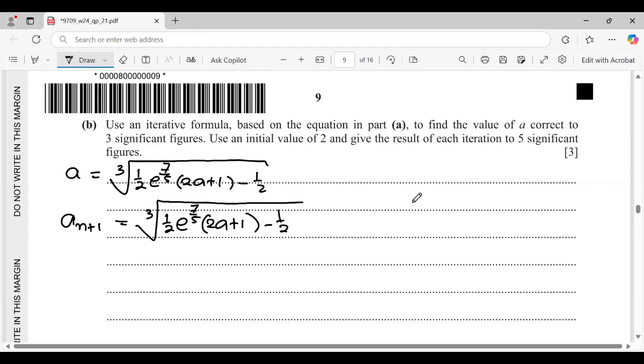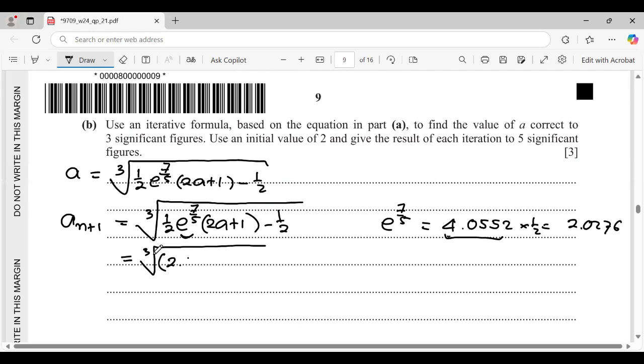So I would like to change this e to the power 7/5 into a decimal number. It is 4.0552. So a(n plus 1) equals the cube root of, because 1/2 times this number equals 2.0276, 2.0276 times (2a n plus 1) minus 0.5 for the iterative formula.